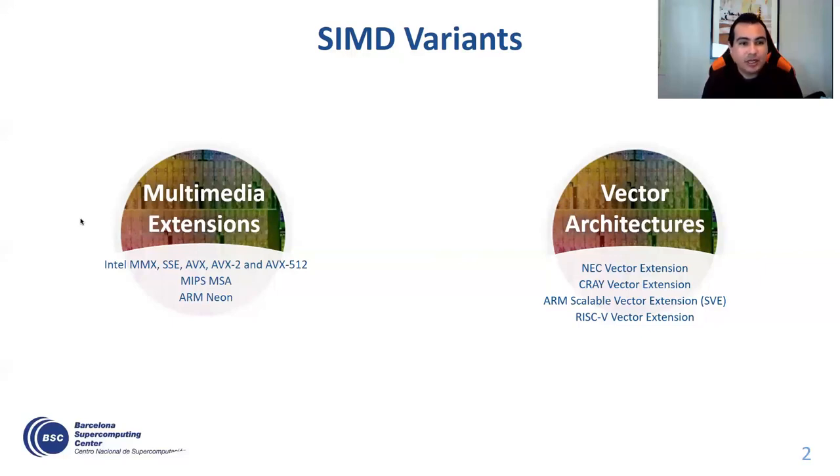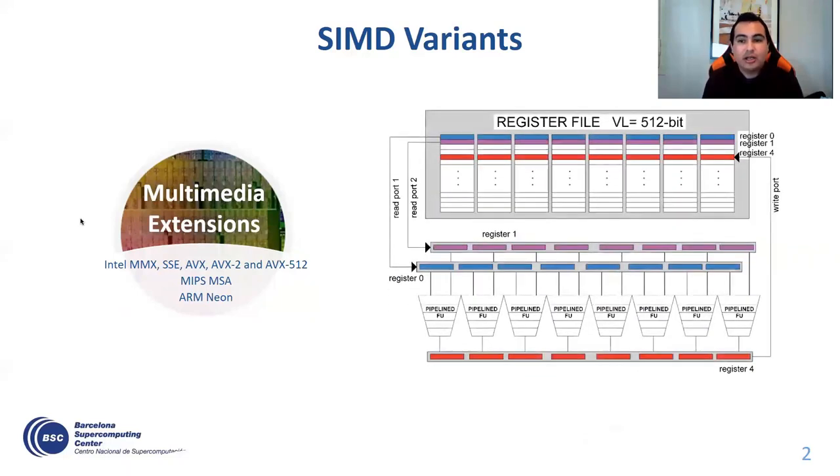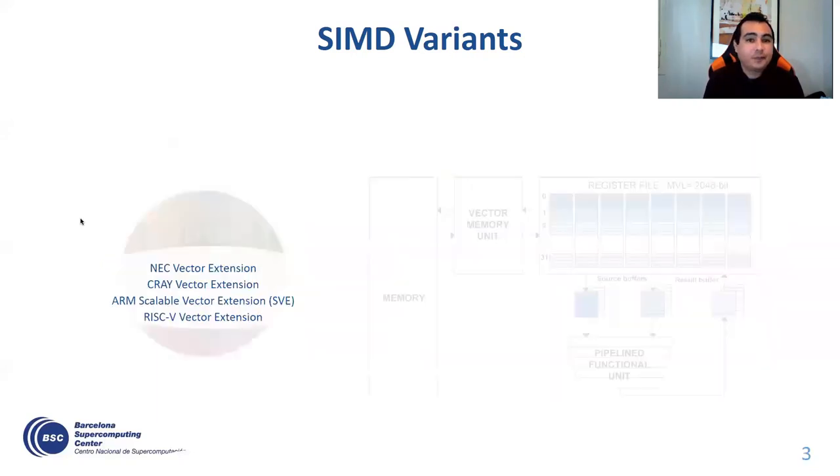Two variants of SIMD are multimedia extensions and vector architectures. Multimedia extensions allow executing a set of predefined operations over vector registers of a fixed length. Nowadays, most commodity CPUs implement architectures that feature SIMD instructions. Common examples of multimedia extensions are AVX, AVX2, AVX512, ARM Neon, etc.